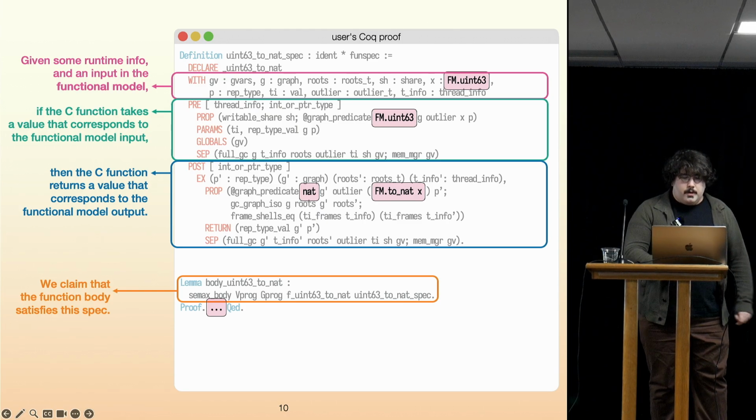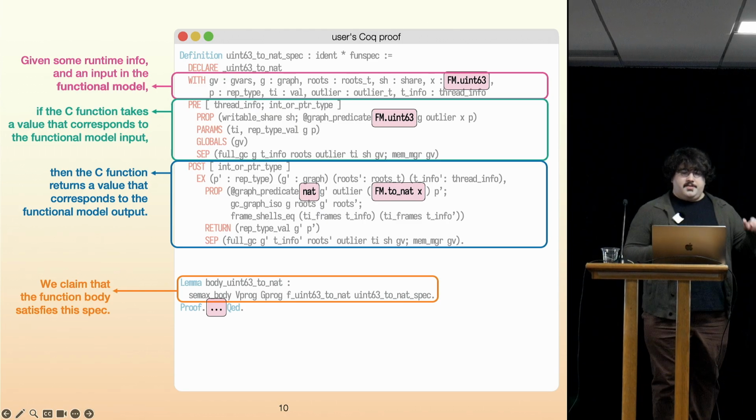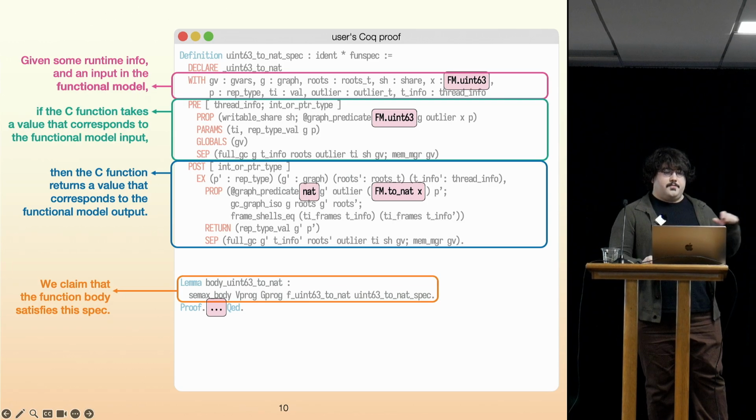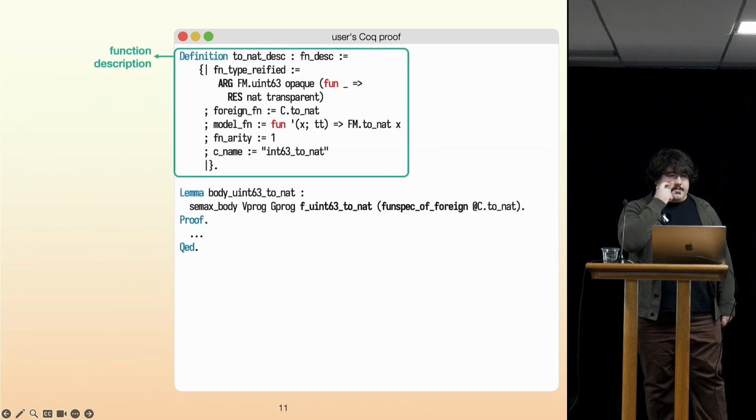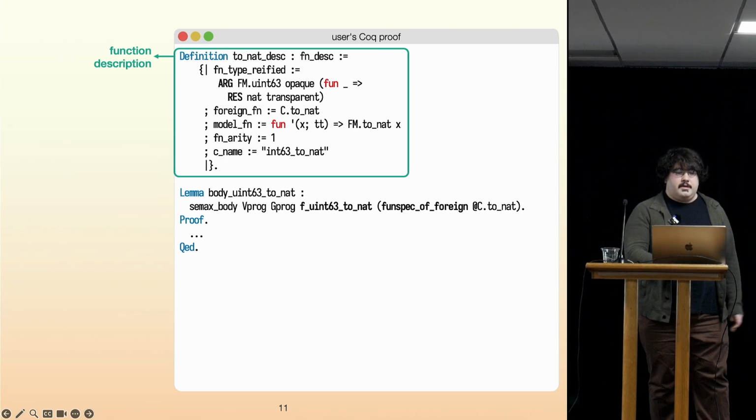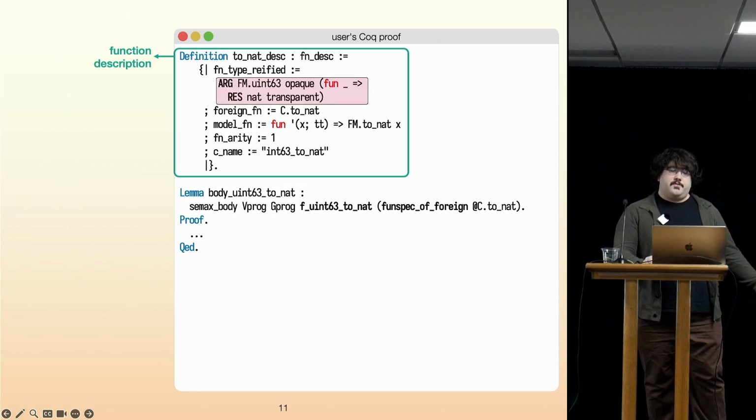Oh, yeah. So I know this is overwhelming, and thankfully only certain parts of the spec vary from function to function. So maybe we can find a way to account for these variations. So one idea is to keep them in a record. And here's what that looks like. We have a function description, which includes everything we have to know about this function. And most importantly, it has a reified description of the function type.